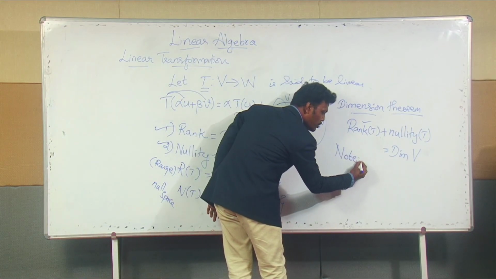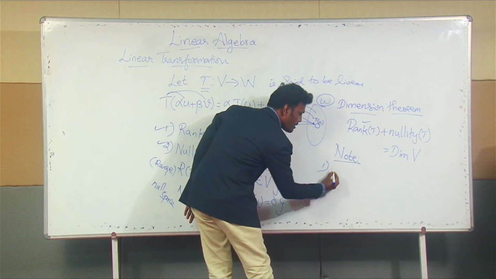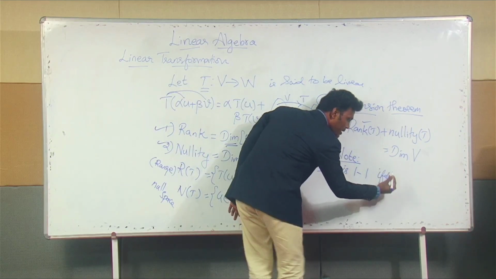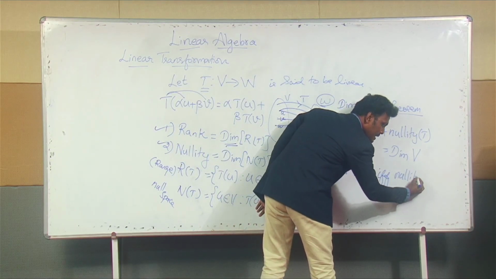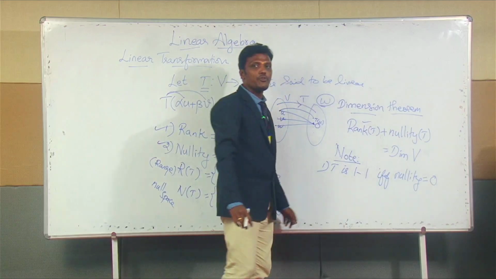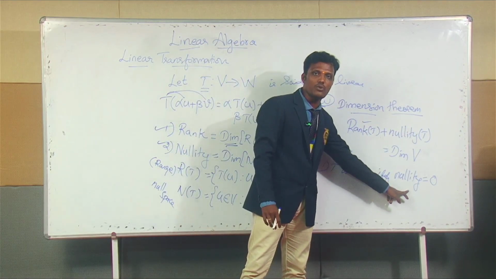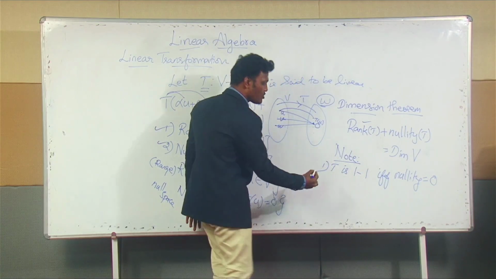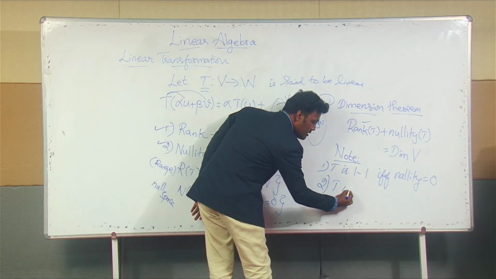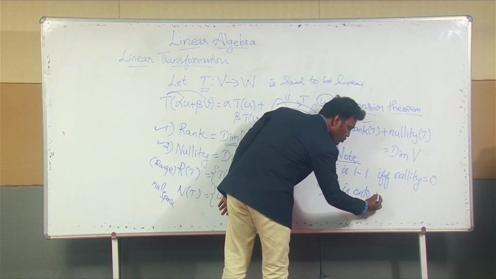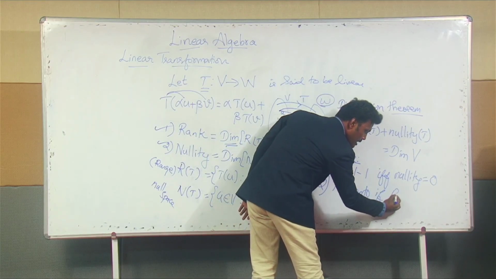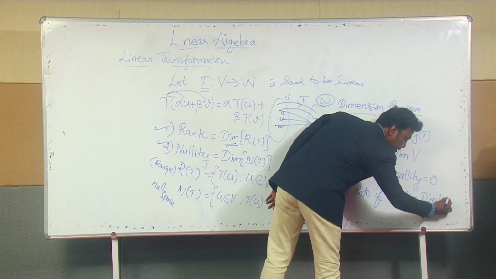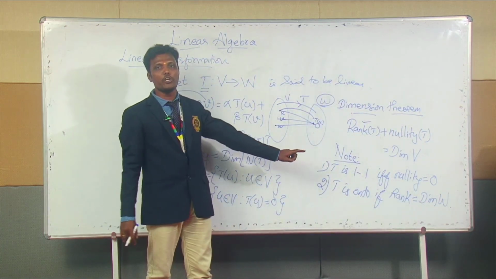So for that, note number 1: T is 1 to 1 if and only if nullity equals 0. If the nullity value is 0, then you can say T is 1 to 1. This is the main note of the linear transformation. And number 2: T is said to be onto if rank equals dimension W. So these are 2 important notes you have to know.